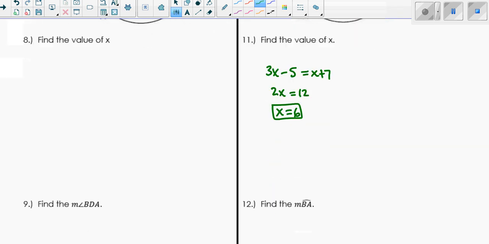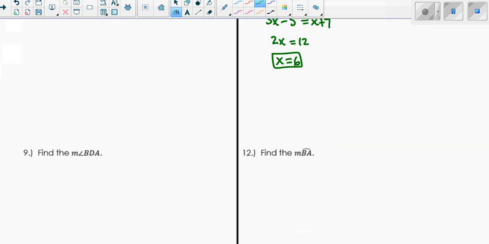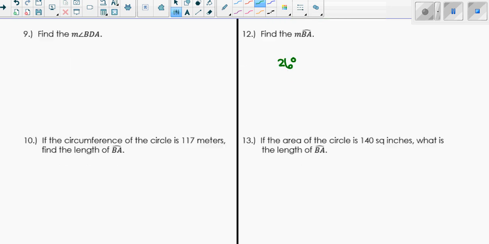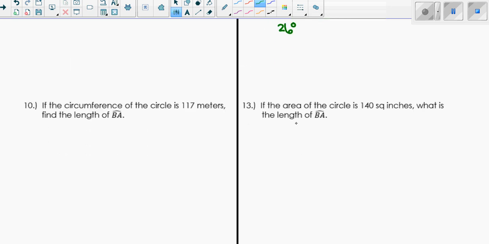Okay. Find the measure of arc BA. Well, we just figured that out. It's 26 degrees. So we move on to the last one. In this one, we want to know what the length of BA is. So you should always start by writing out your formula. So arc length equals 2 pi r times theta out of 360.